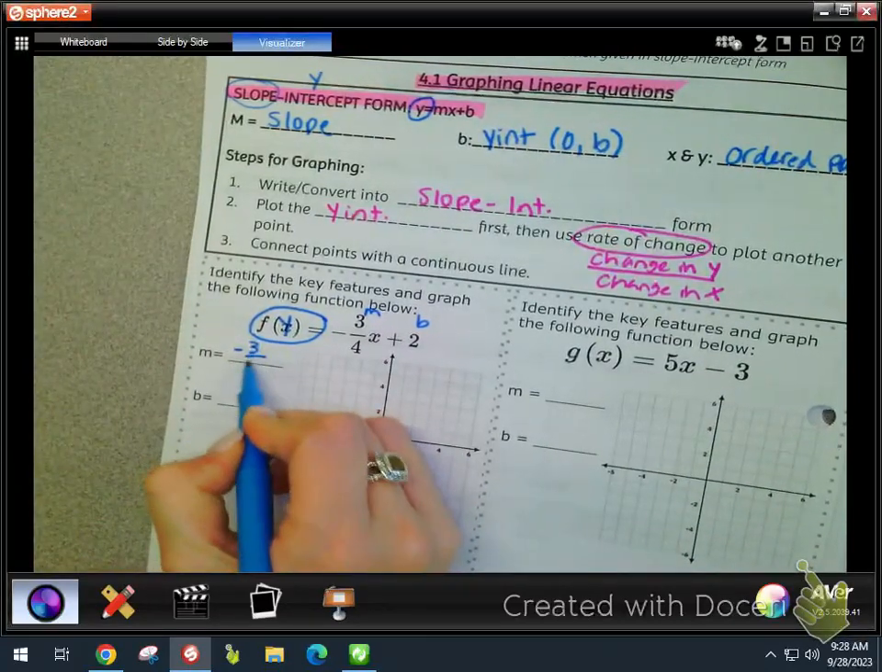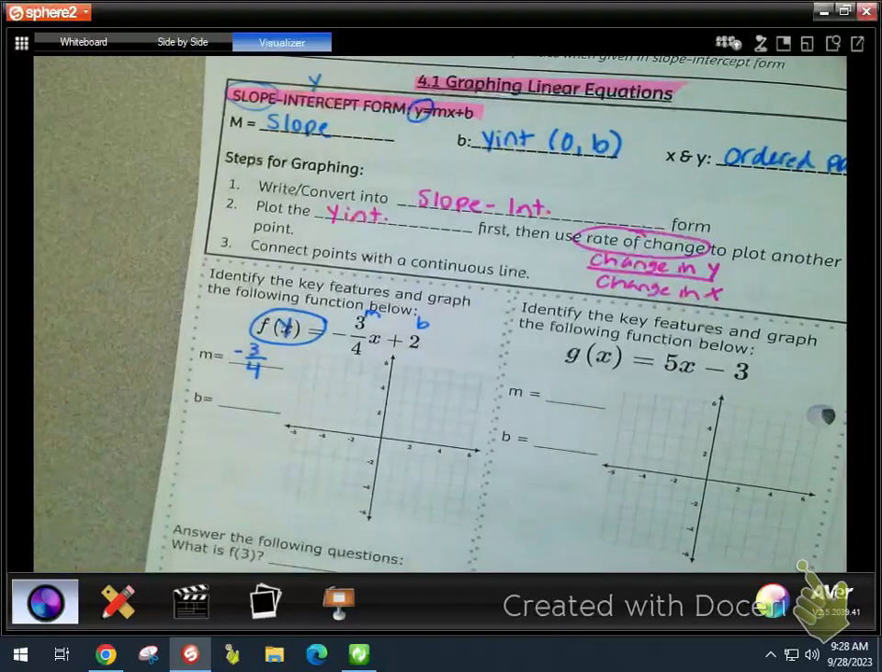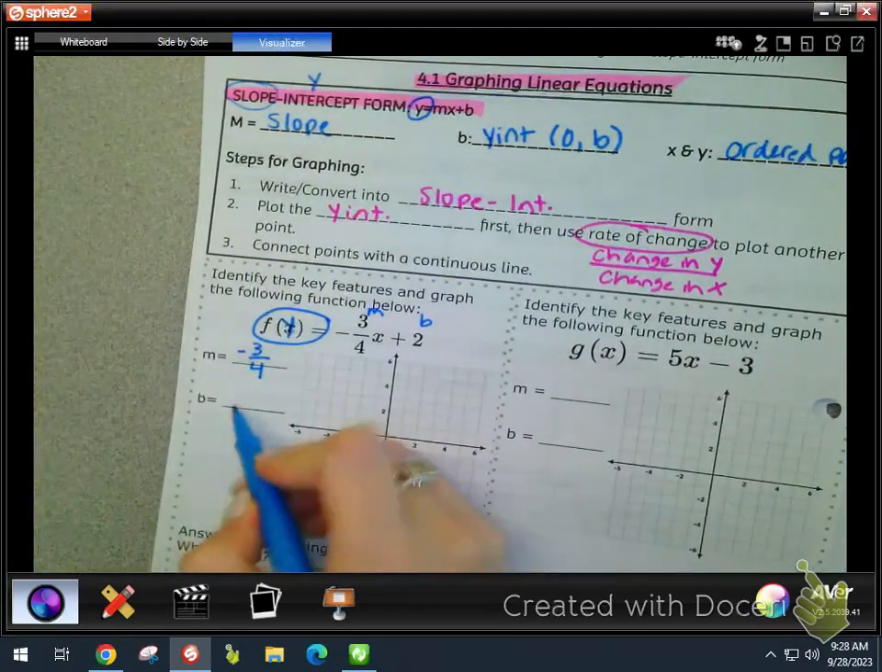Negative 3/4. And this is where I really like fractions when it comes to determining my slope, because I want to see, like, what is my change in y? What is my change in x? So if it's not written as a fraction, I would write it as that. And I'll show you how to do that on the next one. And then what is our b? Our y-intercept? 2.